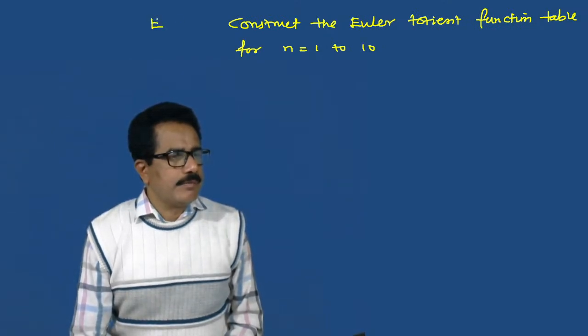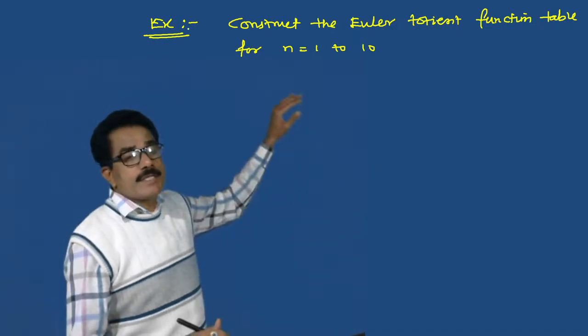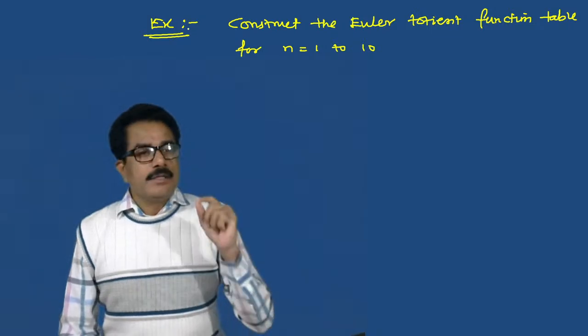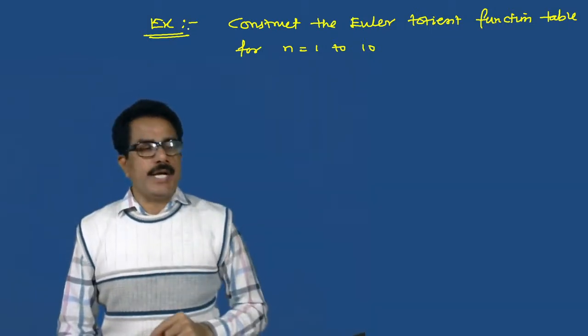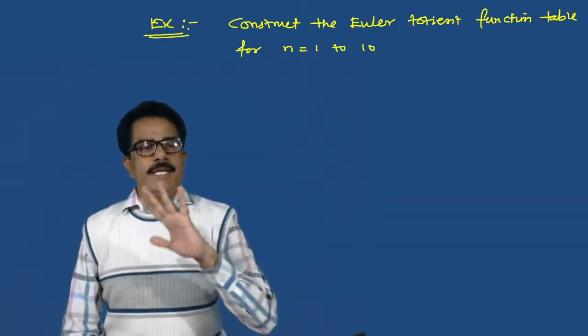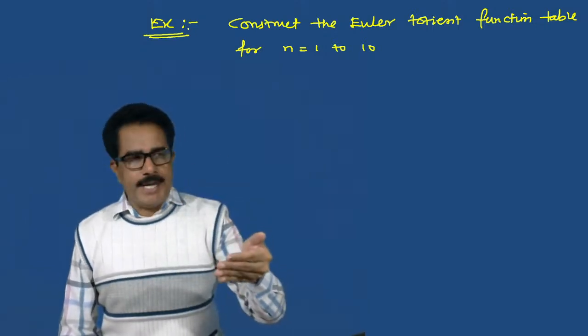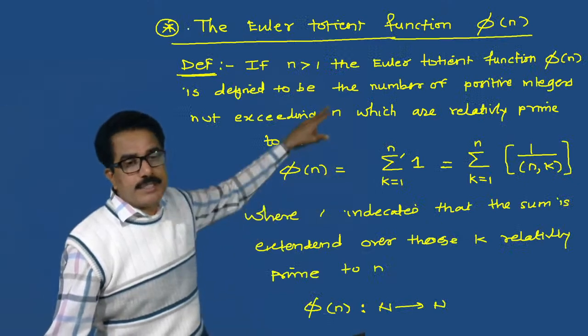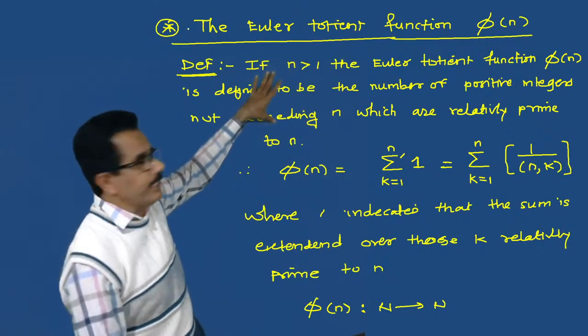Look, like the Mobius function, we also have to construct Euler's Totient function for n equals 1 to 10. But here again, you need to understand the definition well, it is a very important definition.